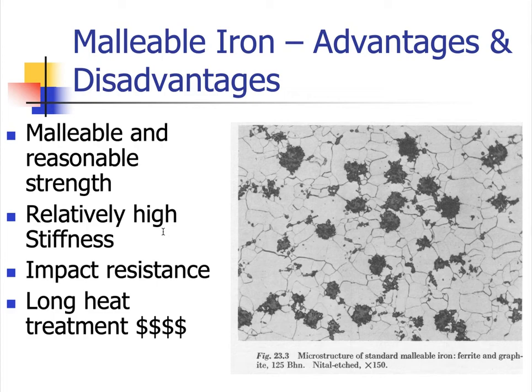Okay, relatively high stiffness. The elastic modulus is high, is what I'm talking about there. We talked about that in the last class. Remember, the elastic modulus is the slope of the stress-strain diagram. It has good impact resistance, but the problem is it's pretty expensive because of that long heat treatment. So if we could make a ductile material without having to spend all that time in that heat treatment furnace, it would be great.